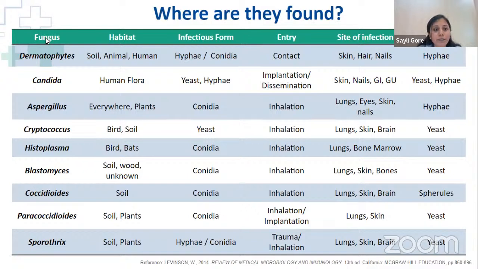There are multiple fungi. Many fungi are actually present everywhere. They are present in soil, birds, animals, human flora, plants, and almost everywhere. And their hyphae, conidia, or yeast are the most infectious form of the fungal pathogen, and they are attributed to different kinds of infection at various sites.